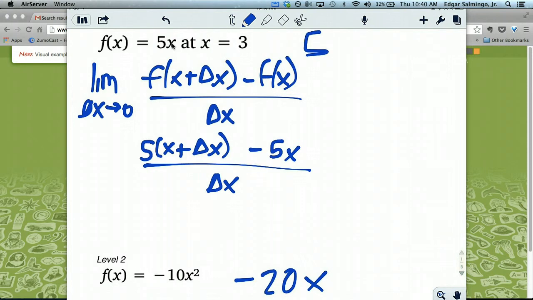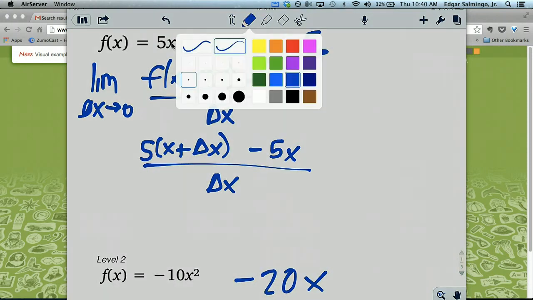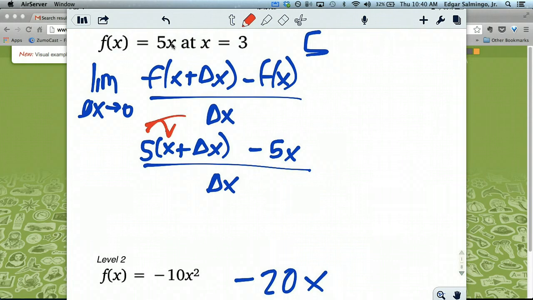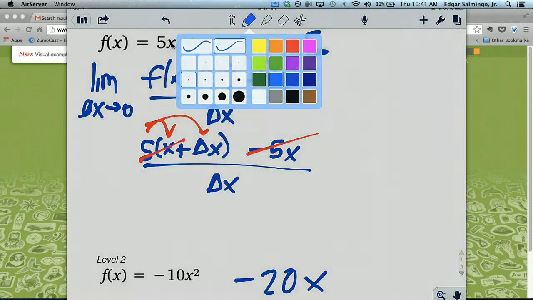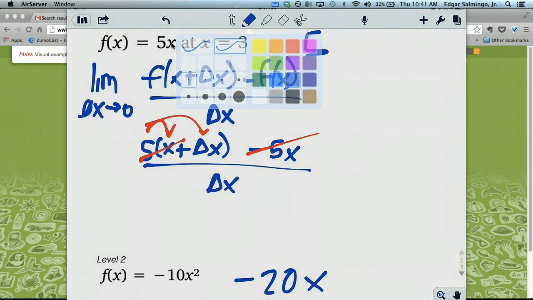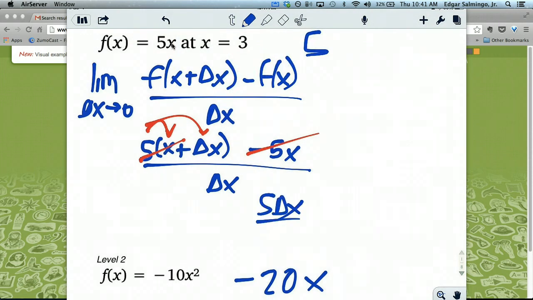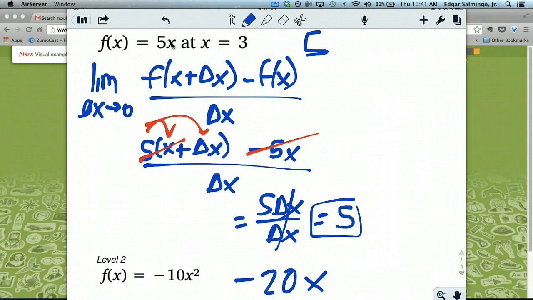To save on time, what I'll do next is distribute that 5. I'm going to get 5x plus 5 delta x. My 5x and my minus 5x will end up canceling, which gives me 5 delta x over delta x. These delta x's cancel, so that's how you get 5.